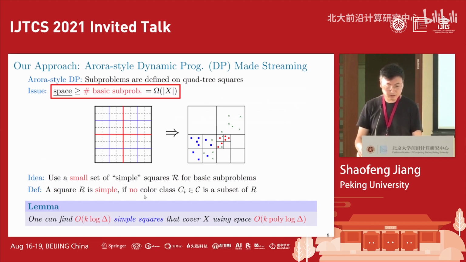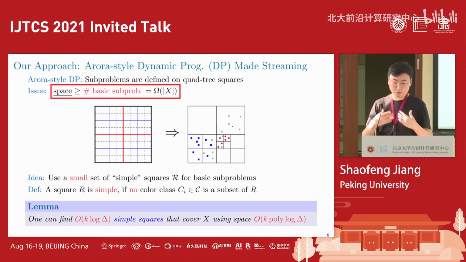So, intuitively, this could be constructed in a top-down approach. The idea is quite simple. Whenever you start from the root square, whenever the square is not simple, you subdivide it into 4 subsquares, and you recurse until you reach a square that is simple. Eventually you can show that during this procedure, because of this definition, you will have order 1 simple squares per color, per level. So that's why we have this k polylog delta. Okay, so this is the first part of our approach.